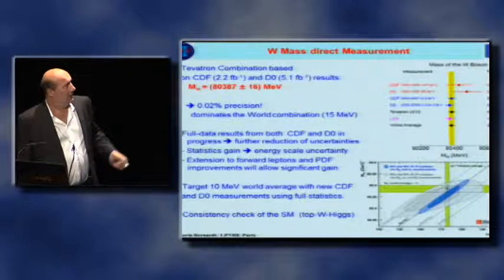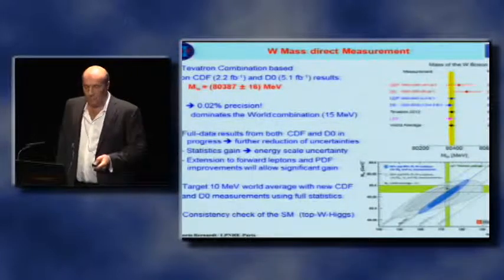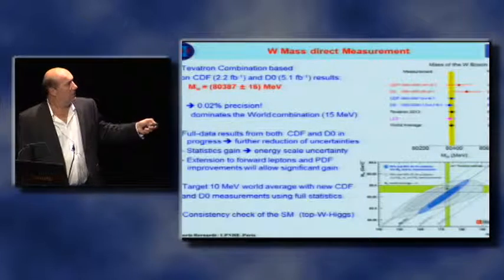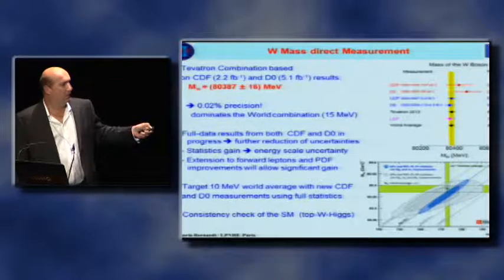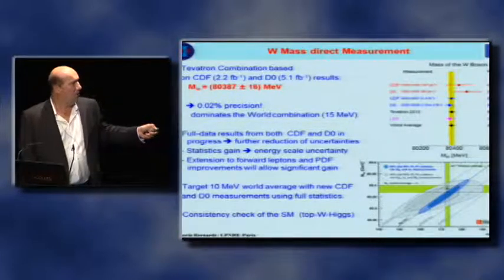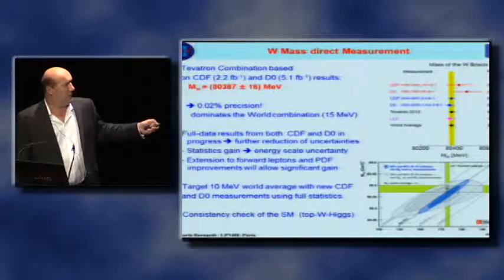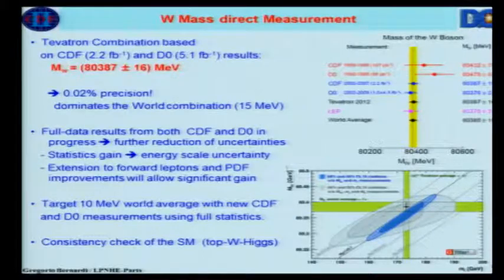The full data is now being analyzed, and we hope to have a significant reduction of uncertainties. We have a statistics gain, which will of course gain us precision in the energy scale uncertainty, since we use Z to make calibrations. And also we are going to extend to forward leptons at D0, and again, with the PDF improvements that we were mentioning, we should get some significant gain. We are targeting a 10 MeV world average with the new CDF and D0 measurements using the full statistics, and we hope to have it within the coming year. And when you do that, of course, you can do the consistency check of the top, W and Higgs.